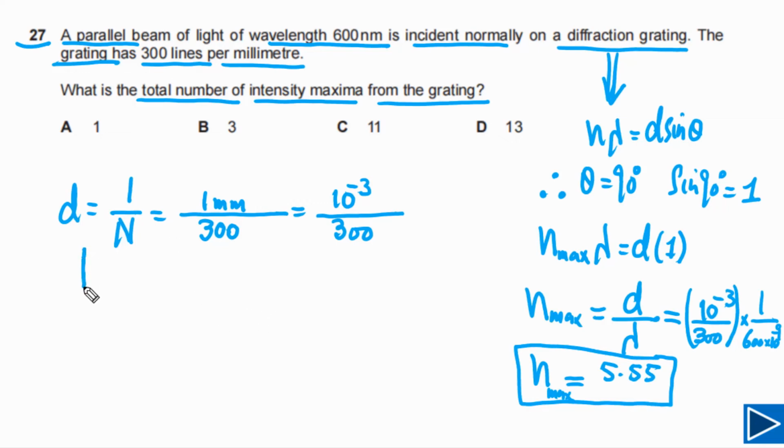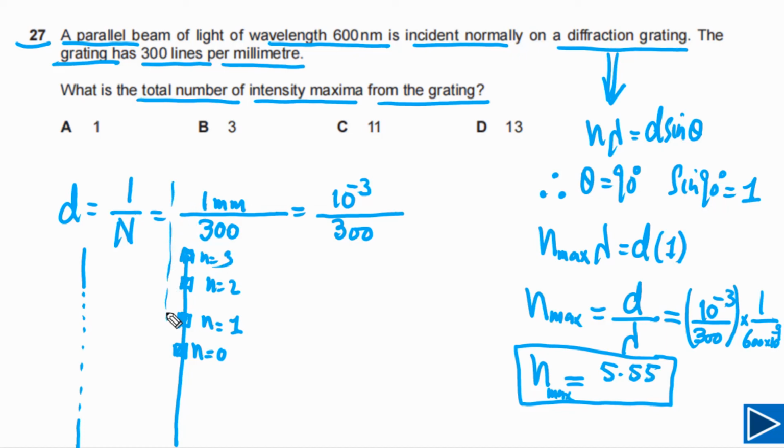We need to find the total number of intensity maxima. If you look at the diffraction grating, so this is the diffraction grating. Here we have a screen. On this screen we will get the center maximum, so n for this one is equal to 0. Then we will get another bright fringe, n is equal to 1, and here n is equal to 2. Here we will get another intensity maxima, n is equal to 3, and 4 and 5. So we have calculated 5 on one side, but there will also be 5 on the other side: n is equal to negative 1, negative 2, negative 3, and so on.